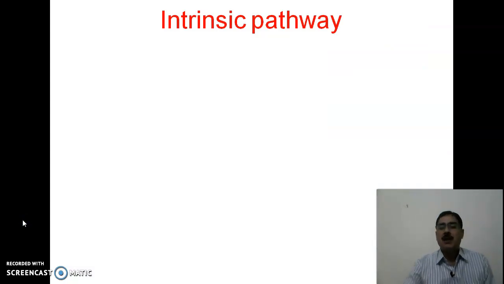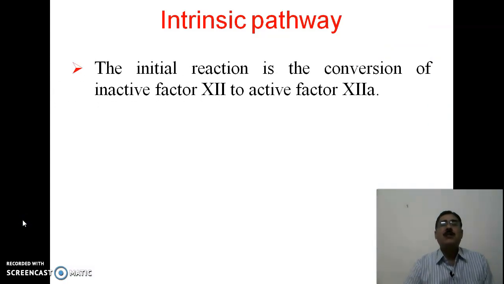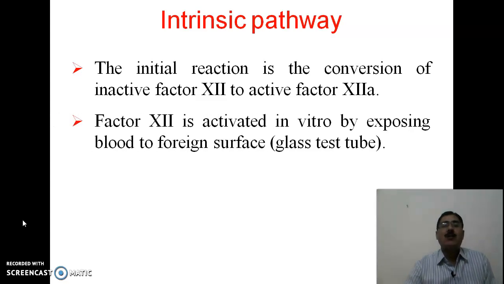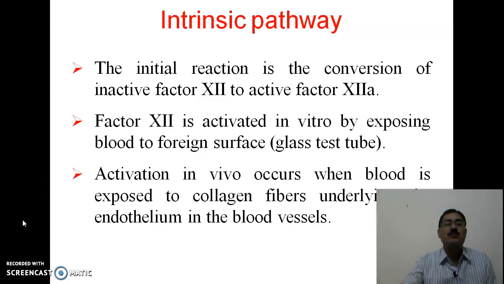The intrinsic pathway. In the intrinsic pathway, the initial reaction is the conversion of factor number 12 from its inactive form to its active form, that is the Hageman factor or the glass factor. And this Hageman factor or glass factor can be activated in vitro by exposing the blood to any foreign surface, say for example the glass tube.